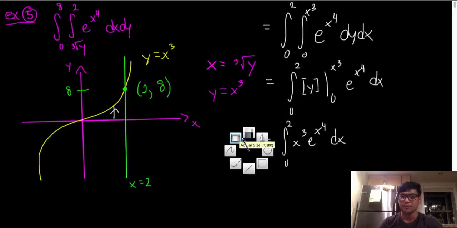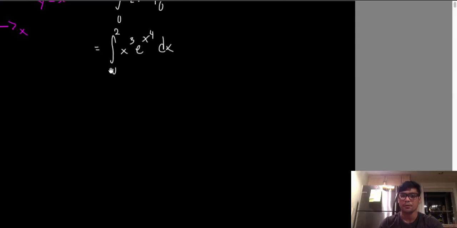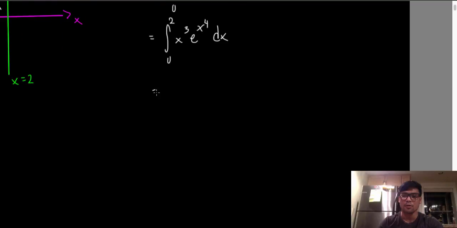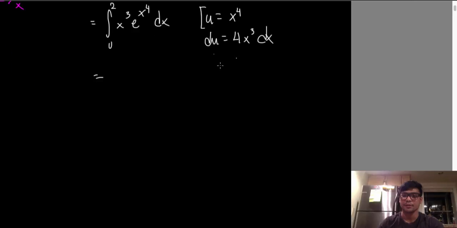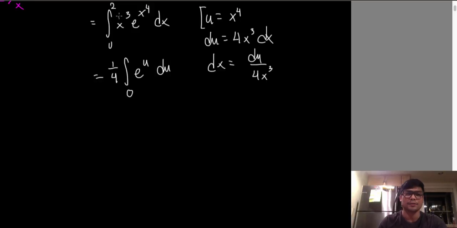Now I can see the u substitution involved. We'll let u equal x to the fourth. du therefore is 4x cubed dx, so we'll have a factor of 1/4 out front. dx is du over 4x cubed. So we'll get 1/4 multiplied by the integral of e to the u du. Our lower limit, when x is 0, u is 0. And when x is 2, we get u is 2, 4, 8, 16.